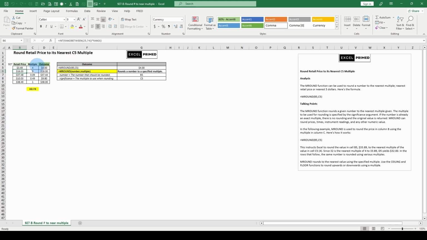It's rounding up. The MROUND function rounds a given number to its nearest multiple. The multiple to be used for rounding is specified by the significance argument. If the number is already an exact multiple, there's no rounding. MROUND can round prices, times, etc. In the following example, MROUND is used to round the price in column B. This instructs us to round the value in B to the nearest multiple of the value in C.